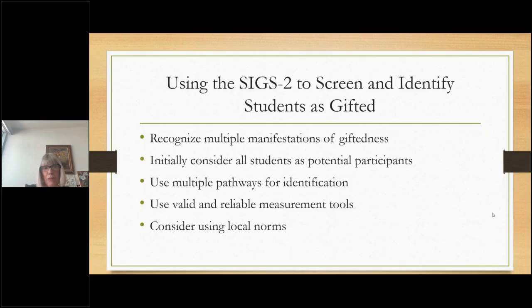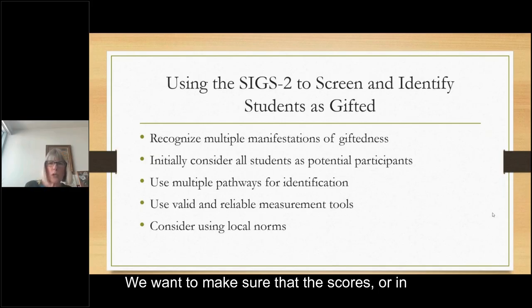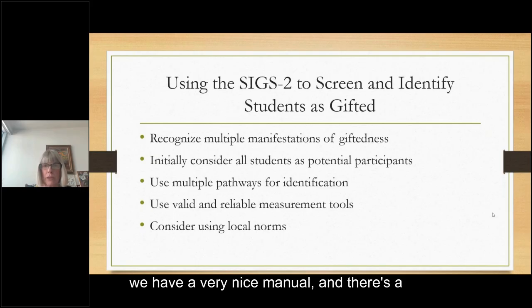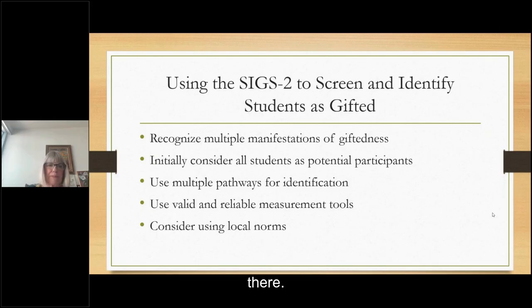Obviously, we want to use valid and reliable measurement tools. We want to make sure that the scores, or in this case on the SIGS-2, the ratings that we get when we use the SIGS-2 have evidence of reliability and validity. And I am going to talk about each of these concepts briefly later, but I do want to let you know we have a very nice manual, and there's a chapter on validity and a chapter on reliability. So you can read all about the studies there.